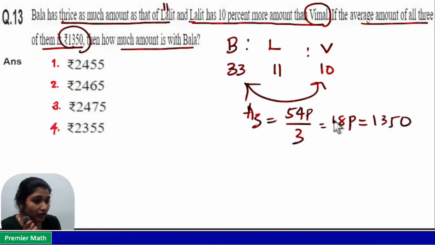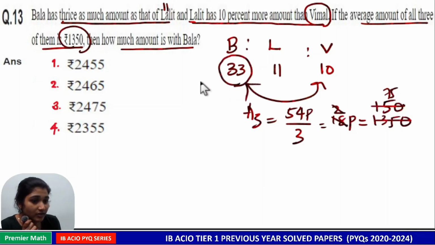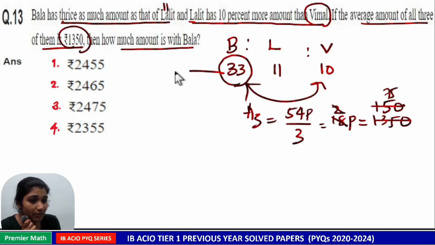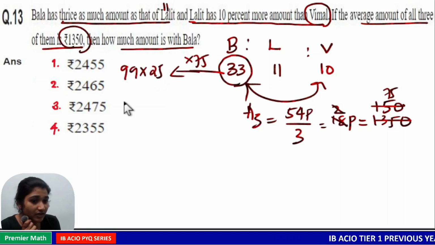Then find one part. 9 goes 2 times in 18, 9 goes 1 time in 13, 5 times in 45, here 0. 2 goes 75 times in 150. So one part is 75, and the amount with Bala is equal to 33 parts. So 33 parts is equal to 33 into 75. 75 is equal to 25 into 3. 3 into 33 is 99. So 99 into 25 is our answer.